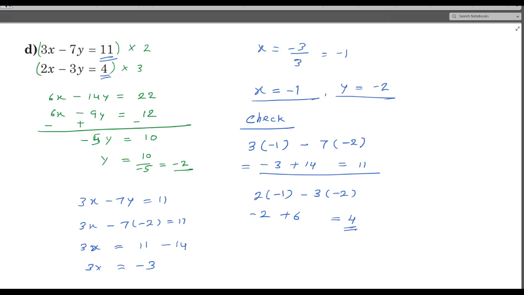Now let us again move to problem number 4, which is nothing but substitution of the values. So I am taking here question number 4.